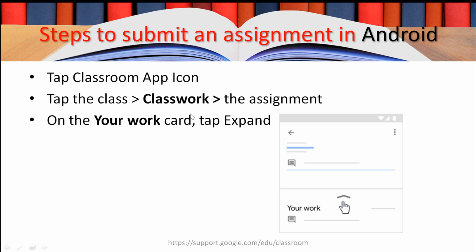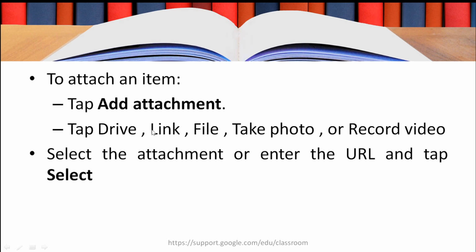So there will be a card like this, Your work. Tap expand. This is the expand button. Okay. Tap the expand button. Then there will be an option for attaching. Add attachment. Click on that button. Add attachment. Then you can attach from the Google Drive or from the local files in your mobile phone or from the connected OTG disk.